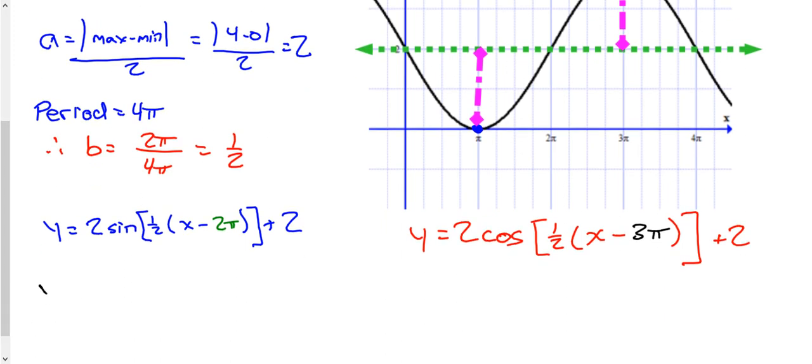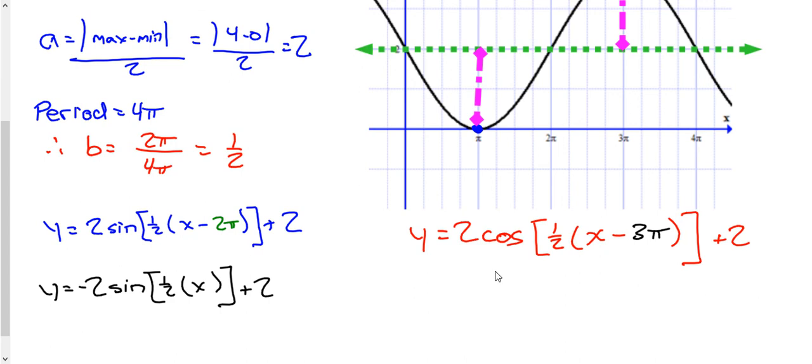So I can say something like this: y equals negative 2 sine. And if I'm starting at 0, look for the change up here in our equation. This is going to be 1 half. It's just going to be x, no phase shift because we're starting at 0, plus 2. And there you go. That's going to be our negative reflection of our sine curve, which works right there.